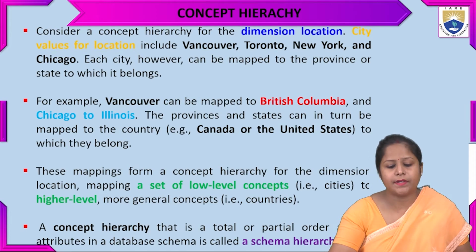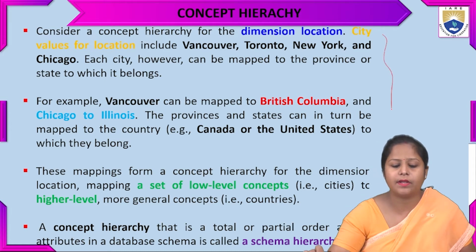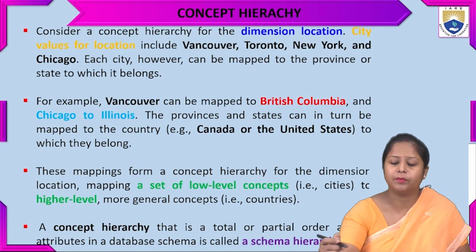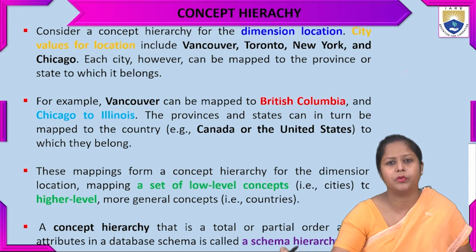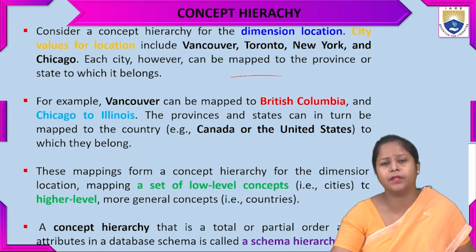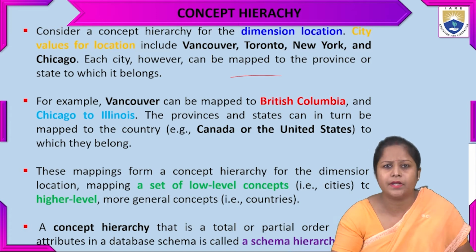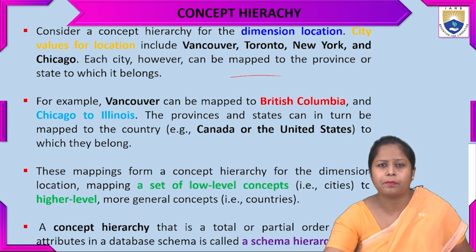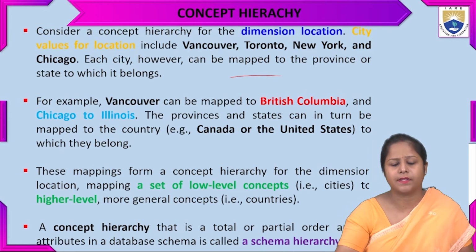So if we consider a concept hierarchy for the dimension location, as we have seen, the city values for location include Vancouver, Toronto, New York and Chicago, right? Each of the city, however, can be mapped to the state or province, right? So from the lower level it will start and go up to the higher level. It will be mapped with which city belongs to which state. So from the lower level it will start and go to the respective province or respective state.